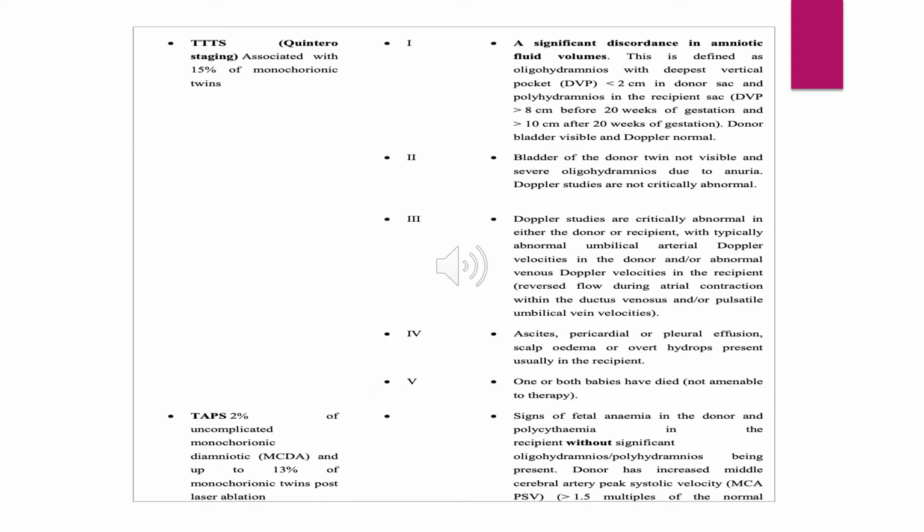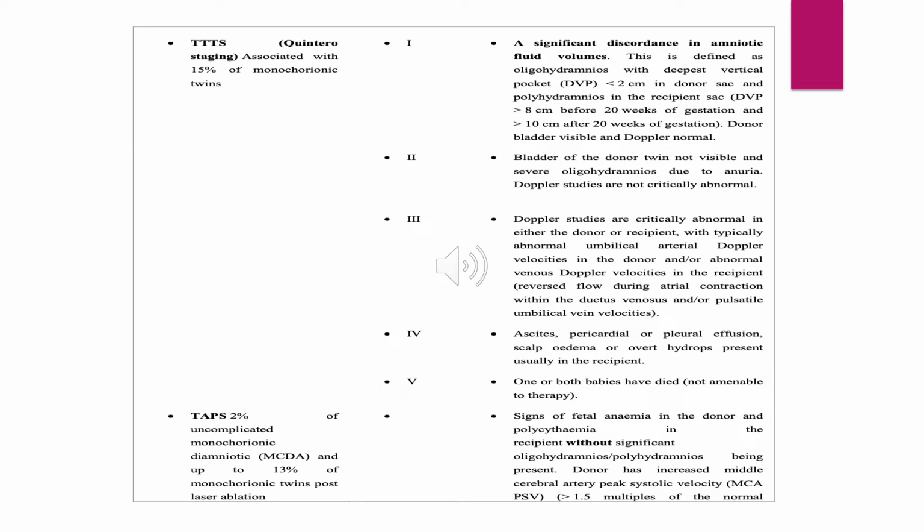In the first stage, there's a difference in the amniotic fluid, in which there is polyhydramnios in the recipient twin, while oligohydramnios in the donor twin, but there is no difference in the Doppler flow parameters. In stage 2, the bladder of the donor twin is not visible, with severe oligohydramnios. Still, Doppler studies are not critically abnormal.